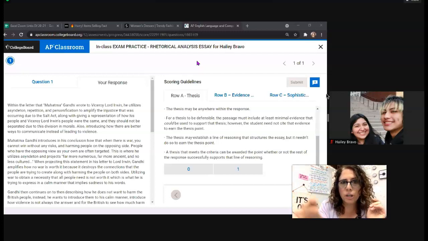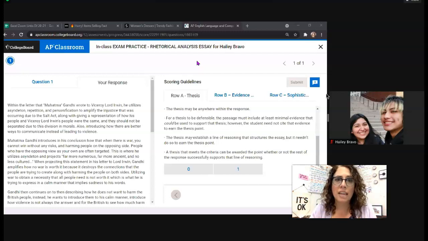So the first scoring opportunity would be thesis, and you would go through, does this thesis have a line of reasoning? Have your essay right now. There is a line of reasoning if you have universal ideas in the thesis. She has amplified the injustice. She has representation of his people. She has separation due to the division of morals. She has a better way to communicate instead of leading to violence. That all gives her a lot of opportunity to analyze because they are universal ideas, they are statements, they are claims. They're arguable. So yes, it absolutely does establish a line of reasoning.